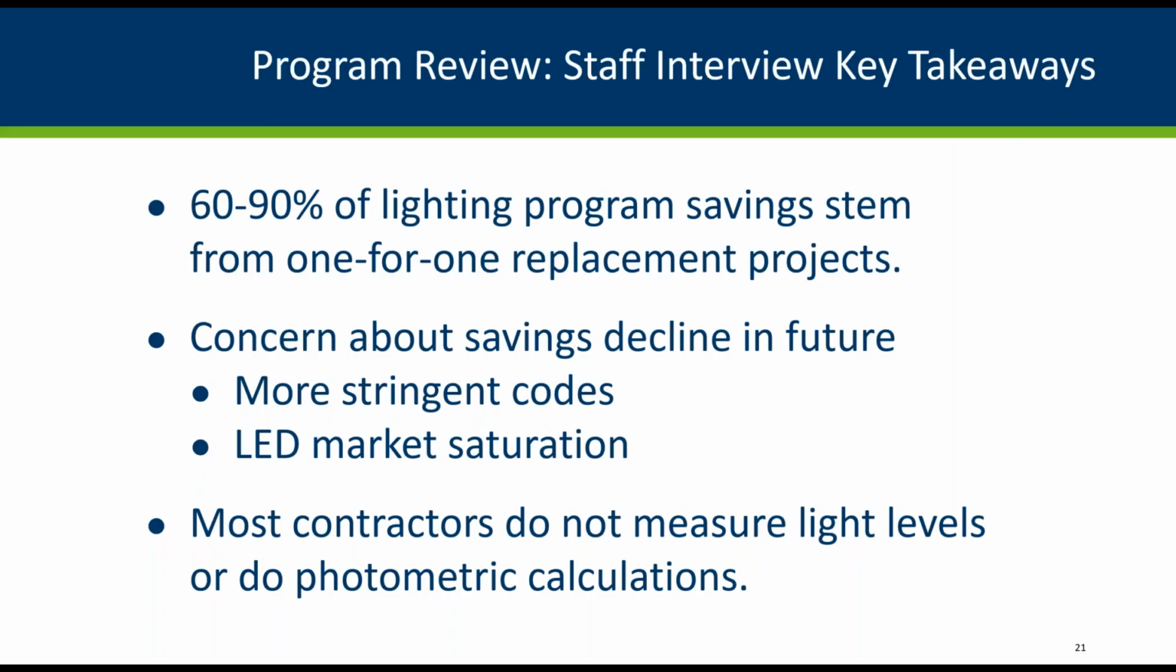Key takeaways from interviews with Minnesota utility staff, energy efficiency program staff, and implementation program staff include that 60 to 90% of lighting program savings currently stem from 1-for-1 replacement of existing lighting with either integrated LED fixtures or tubular LED lamps. Lighting control prescriptive rebates have a much lower uptake, and overall, downstream incentive strategies are more widely used than midstream approaches.